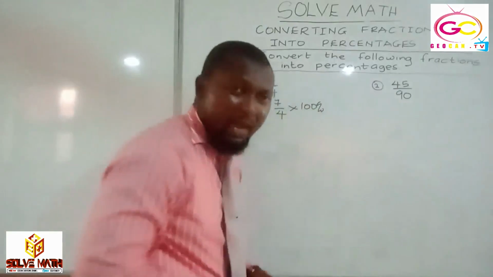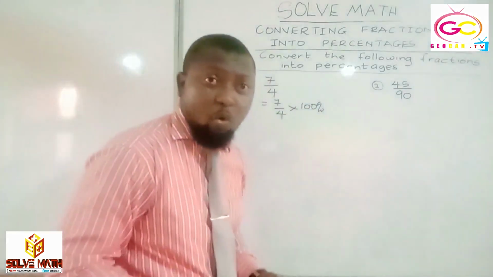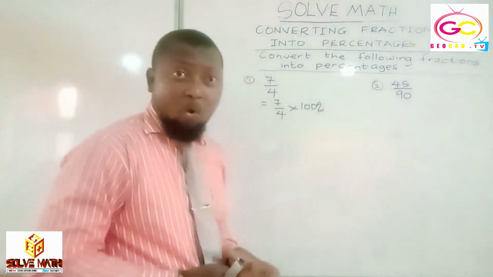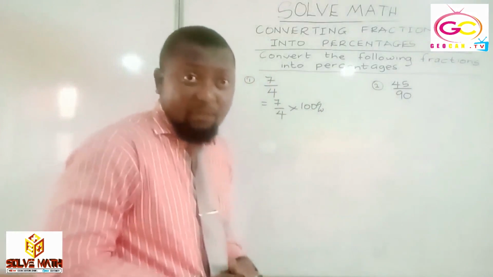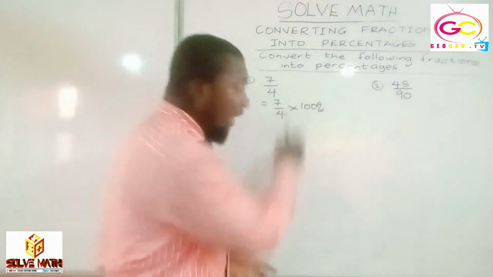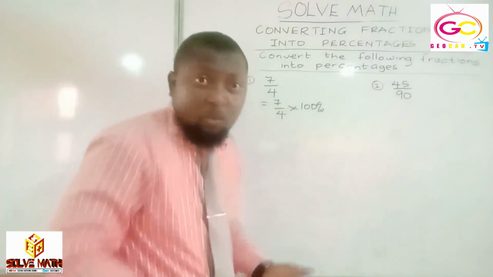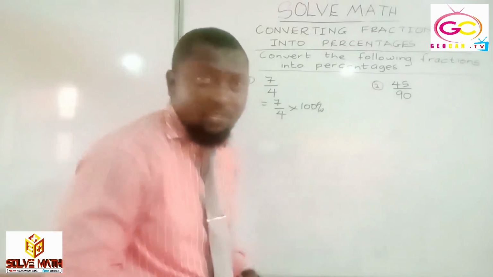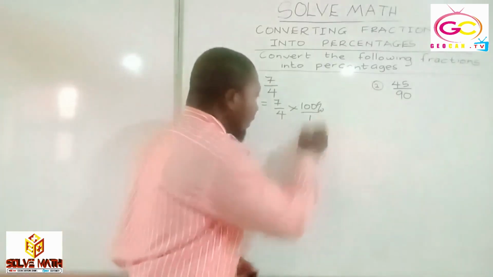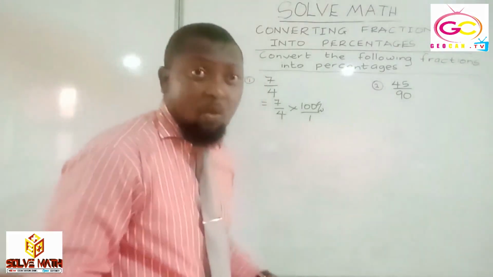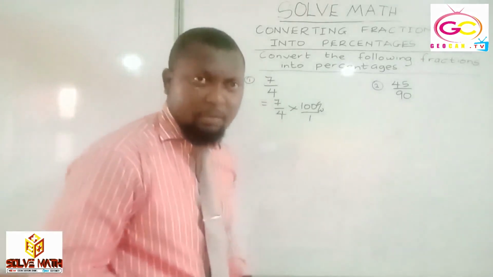100%. And remember, I told you any number at all is the same as over 1. 4 is the same as 4/1. 5 is the same as 5/1. So with here, in order to make our work easy, the 100%, let's do it over 1. It doesn't change anything. So 100% over 1. Good. It will just help us when we are doing our multiplication.